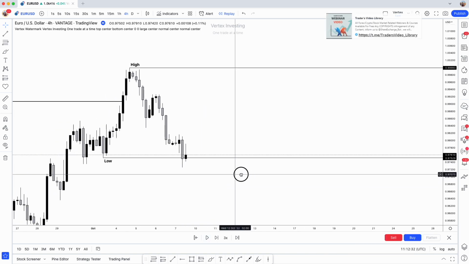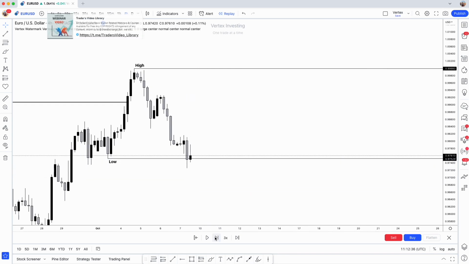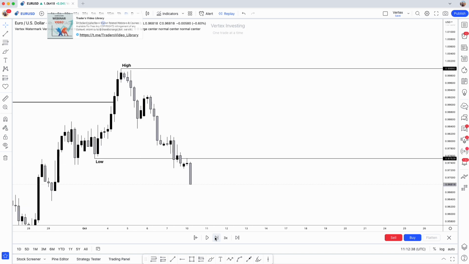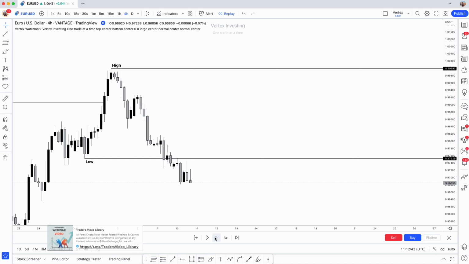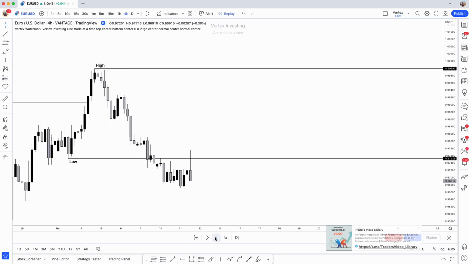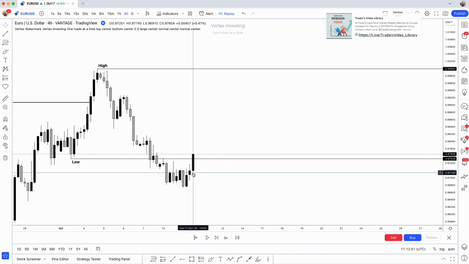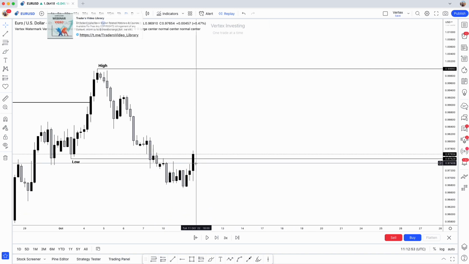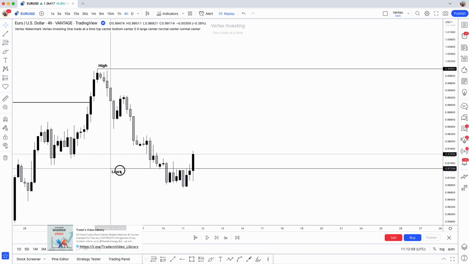Okay, so now we have a break of this low. All we need to wait for is that low to be confirmed, which is not confirmed yet. Not yet. Okay, so now this low has been confirmed. Why has it been confirmed? It's purely because this candle has now been taken, so a candle high has been broken, so now the low is confirmed. We can now move our low.